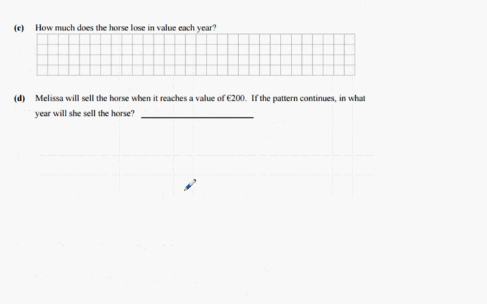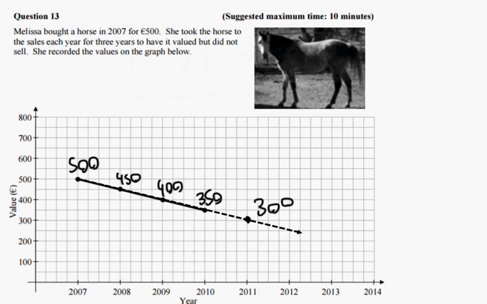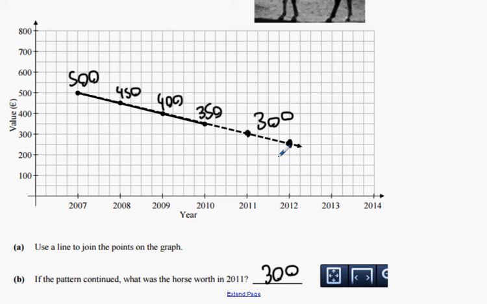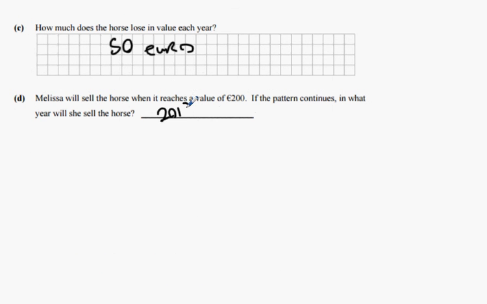Now, how much does the horse lose in value each year? €50. Melissa will sell the horse when it reaches a value of €200. If the pattern continues, in what year will she sell the horse? That's 250, isn't it? That one is 200. So 2013.